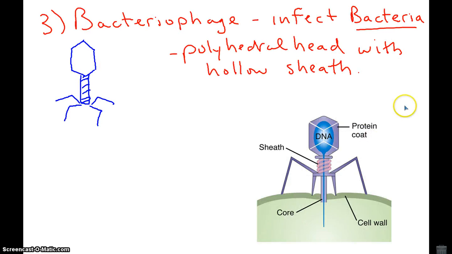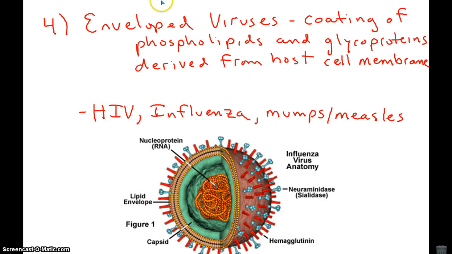The third one is the bacteriophage, and these are specialized because they infect bacteria, and they've got a polyhedral head with a hollow sheath between them, and so the DNA is in that capsule, and it's almost like a syringe. When they infect the bacteria cell, they inject their DNA right into the host, and the legs here have receptors they'll recognize on the cell wall that allow them to attach and infect that cell. And the fourth one we'll talk about is called an enveloped virus.